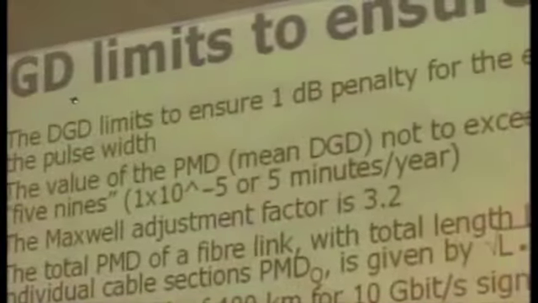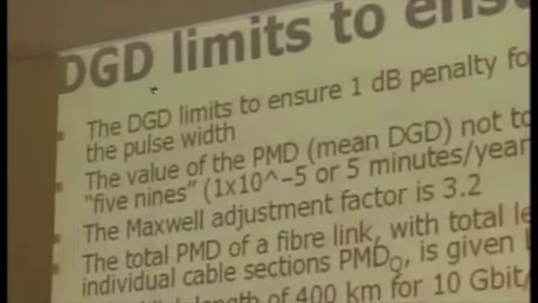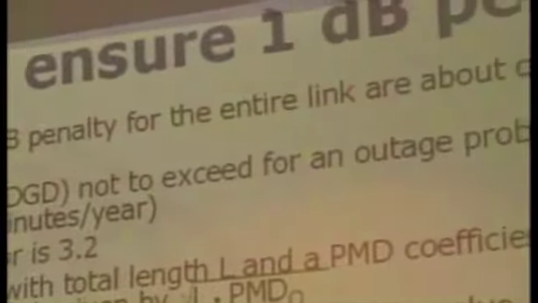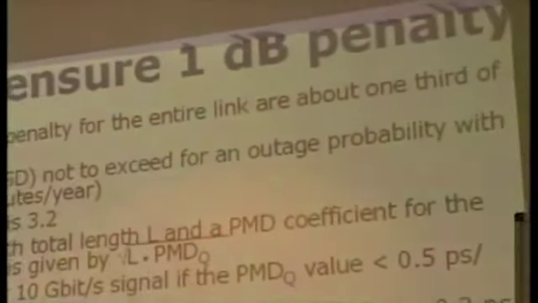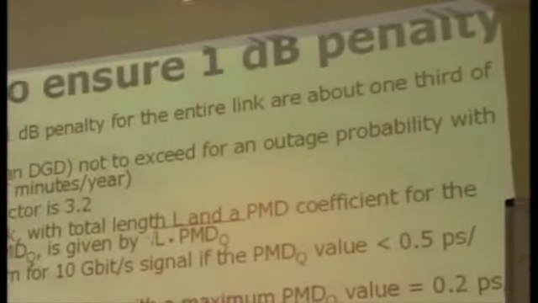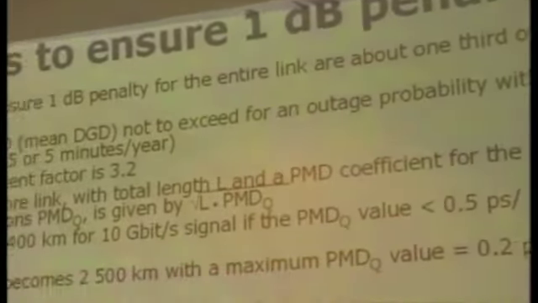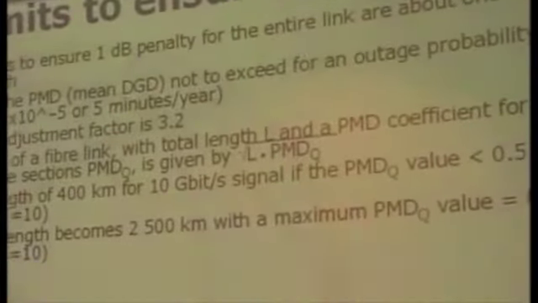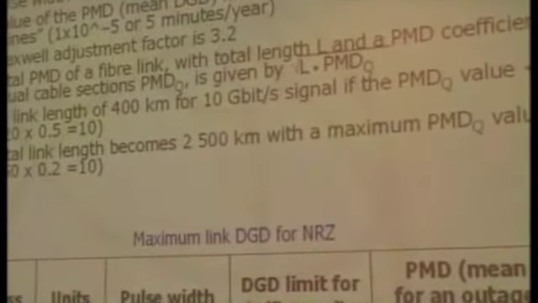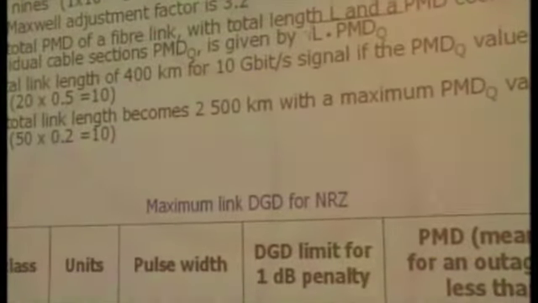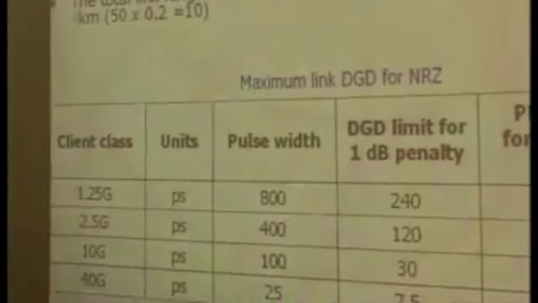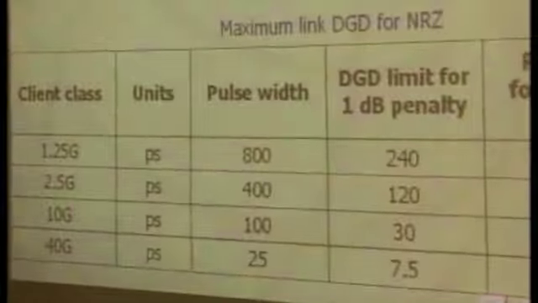Okay. So this is the DGD limit to ensure 1 dB penalty. The DGD limit to ensure 1 dB penalty for the entire link is about 1/3 of the pulse width. That means 0.3 time slots gives about 1 dB penalty of the system. So this is the value of the PMD not to exceed from the outage probability, for example, 5 minutes per year. Yeah?